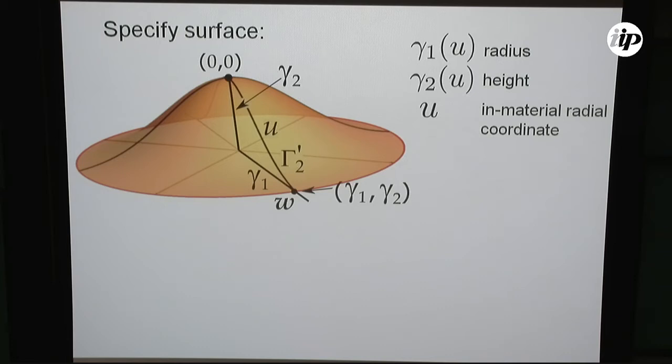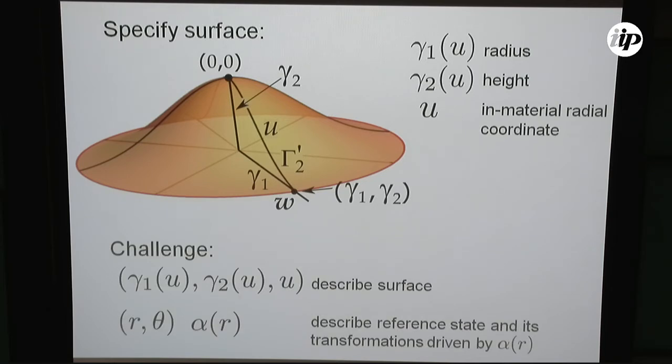So now I want to specify the surface. Let me define the surface by an in-space radius gamma 1 and a height function gamma 2. So this point here is the point gamma 1, gamma 2. It's a surface of revolution. And I've got a distance u, which would parameterize the surface if I was doing it parametrically. So that's an immaterial radial coordinate. I don't know how to get it yet, but that's what it is.